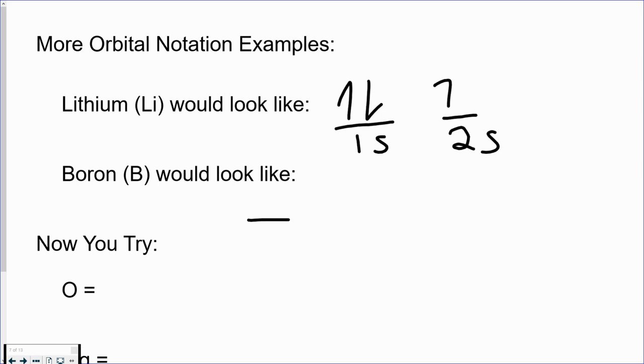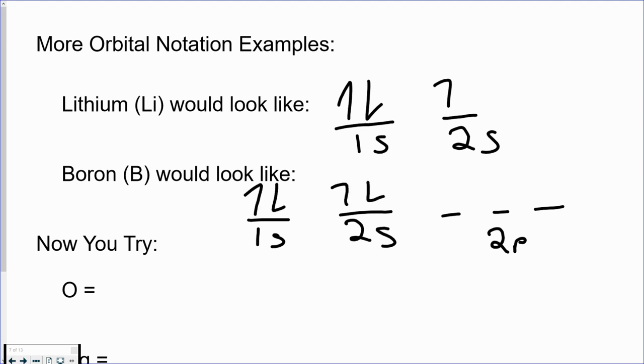Boron has the same kind of deal. You have 1s. It's in the second energy level. However, boron is in the 2p. 2p has 3 orbitals. Boron has 5 electrons: 1, 2, 3, 4, and 5. The half fill before you completely fill works on the orbitals within a sublevel, not all the way across.